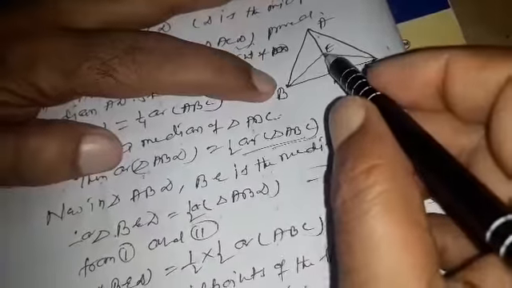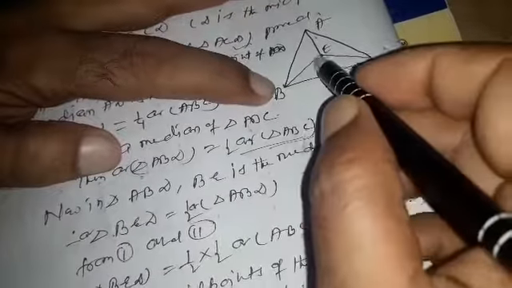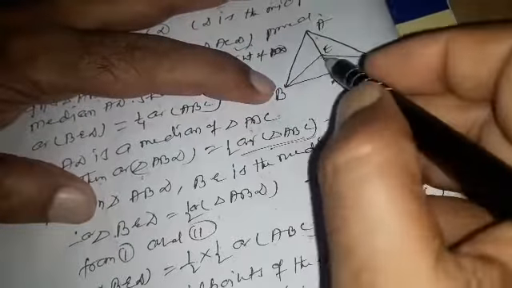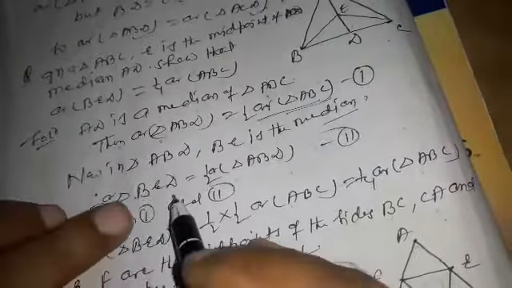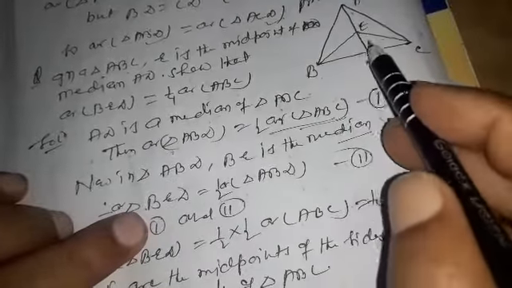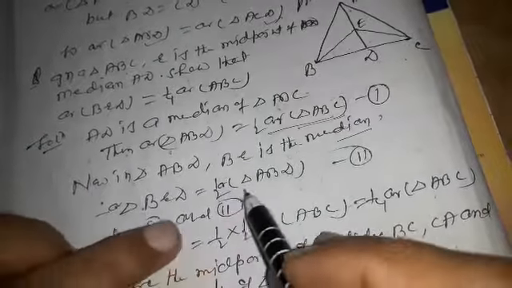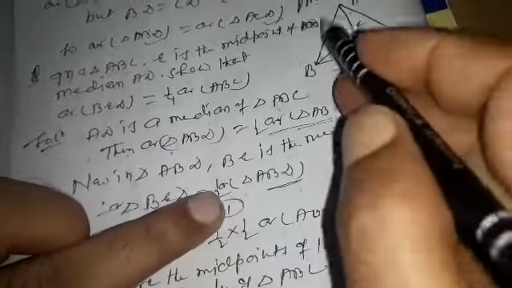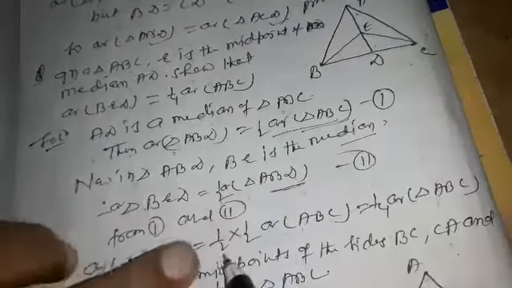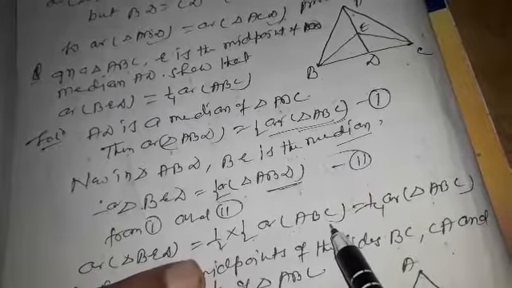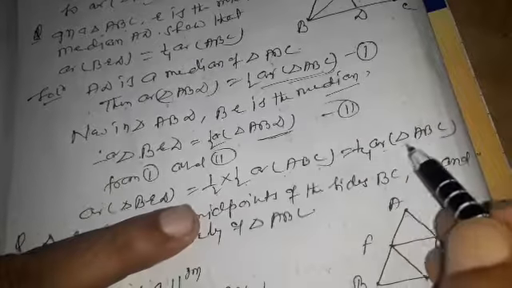Now E is the midpoint of AD. So BE is the median for triangle ABD. So area of triangle BED is half the area of triangle ABD. And ABD is half the area of triangle ABC. So area of triangle BED is equal to half into half the area of ABC. It means 1/4 the area of ABC.